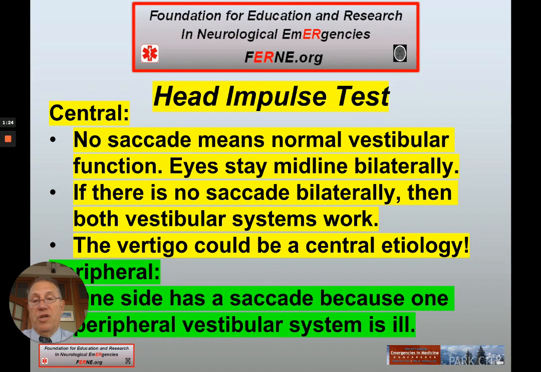So, in conclusion, central etiology to the head impulse test: no saccade means normal vestibular function. Eyes stay midline bilaterally. No saccade bilaterally, consider a central etiology. If one side has a saccade because one peripheral vestibular system is ill, then you can say it is likely a peripheral etiology.